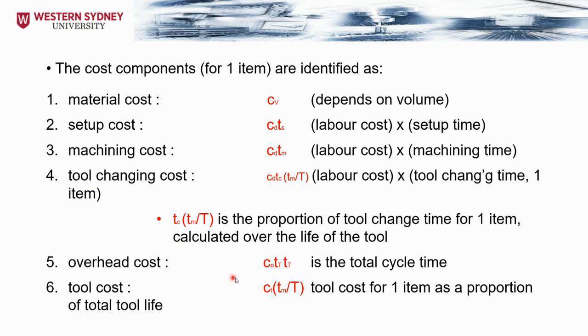The overhead cost is going to be equal to the CO multiplied by the TM. And finally, tool cost is going to be equal to the CT, the tool cost, multiplied by the TM, the time of the machining, divided by the tool life.